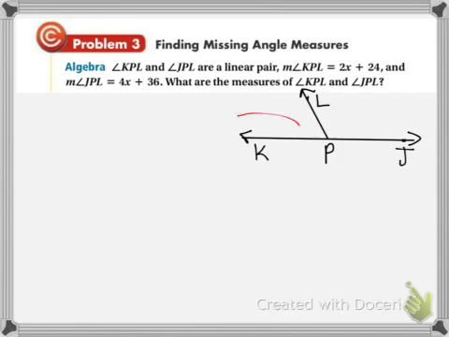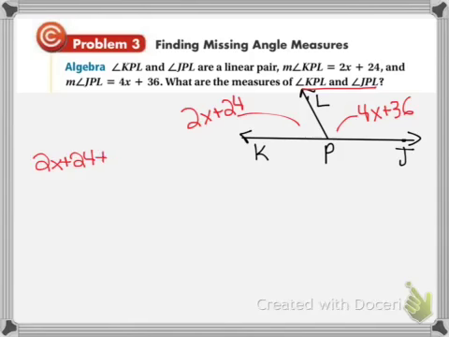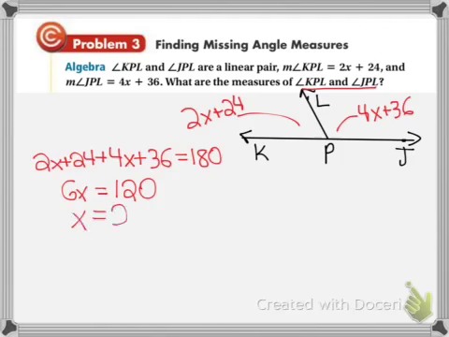We're told KPL is 2x plus 24, and JPL is 4x plus 36. We want to solve for each measure. Before we can do that, we've got to find x. If they're a linear pair, we know that they add to 180 degrees. So 2x plus 24 plus 4x plus 36 has to be 180. That's what being a linear pair means. So that means 6x equals 120, so x here is 20.